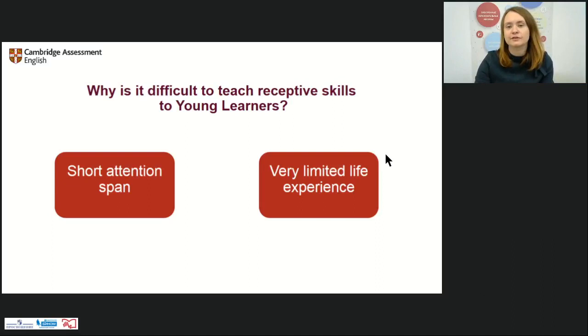And very limited life experience, which might also cause problems for us as teachers, because we need to predict whether the student already knows something about the topic or not. And we need to find it out before we start listening. So these two factors are crucial for teaching receptive skills to young learners. They will be the same for listening and for reading, but now we're just focusing on the listening part.